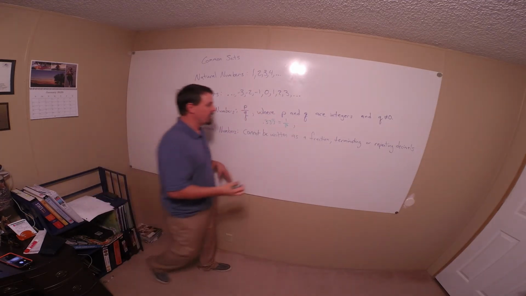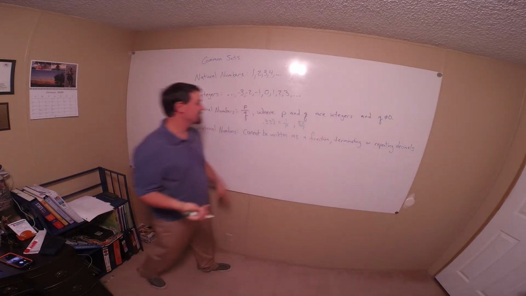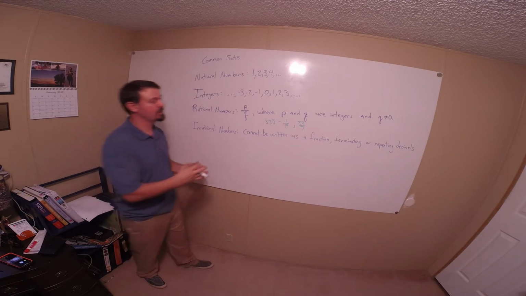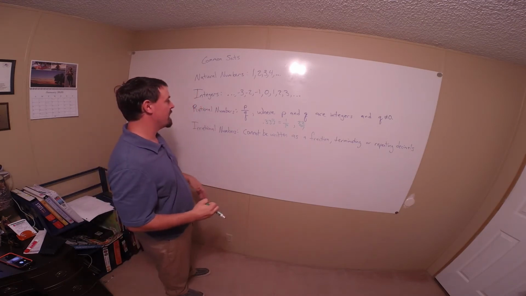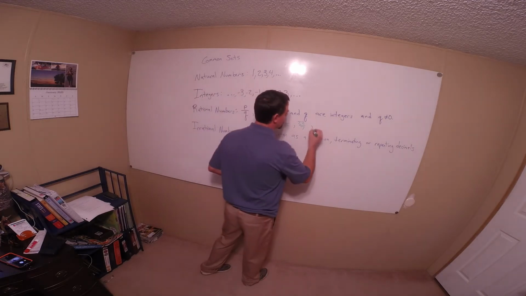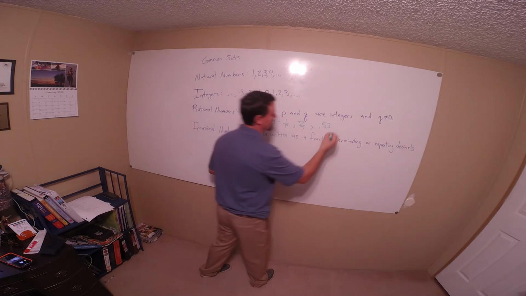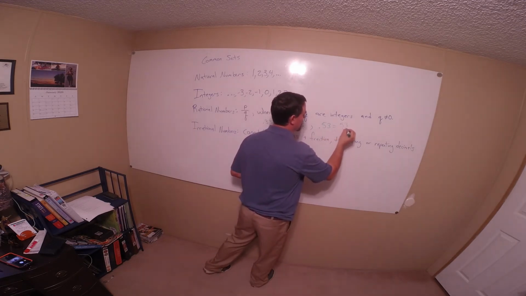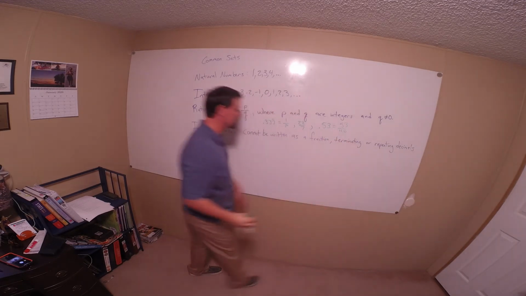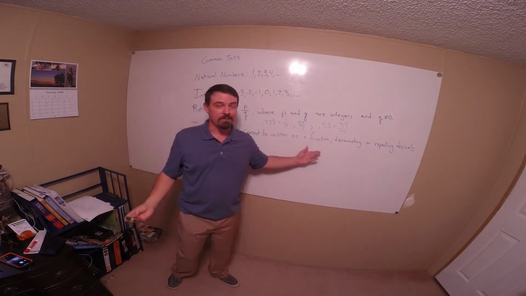If you want to look at the approximation for pi, 22 over 7, obviously that's a fraction, so it's a rational number. If you want to think about, like I said, any integer you can think of, or any decimal that stops, so 0.53 is a rational number, because it can be written as 53 over 100. Okay?